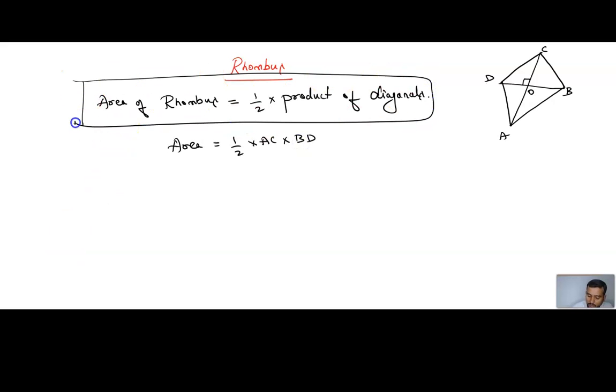This is the main formula. So, area of rhombus is half into product of diagonals. AC and BD both are the diagonals. You have to find the half of that. So, that is the formula we use to find the area of the rhombus. Similarly, we have one more topic, that is trapezium.